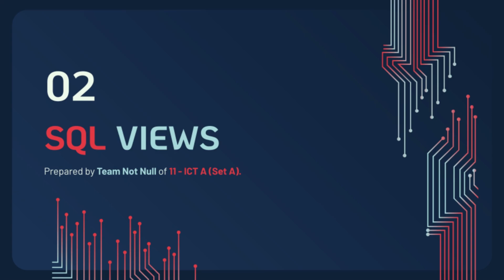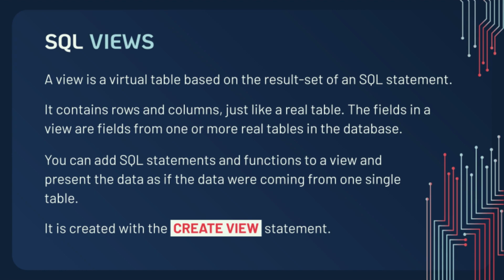SQL views. A view is a virtual table based on the result set of an SQL statement. It contains rows and columns just like a real table. The fields in a view are fields from one or more tables in the database.